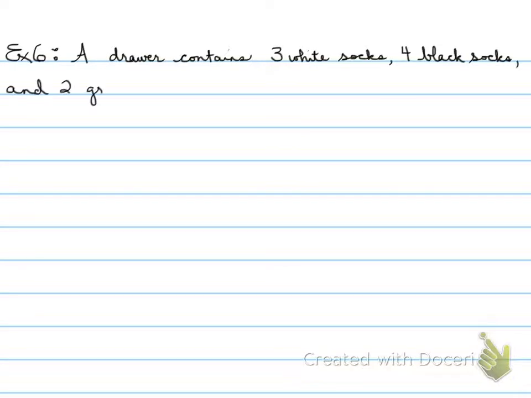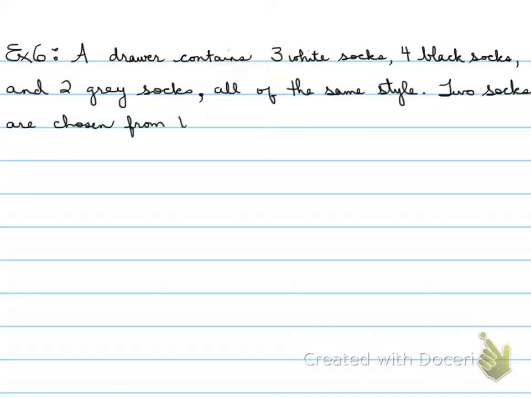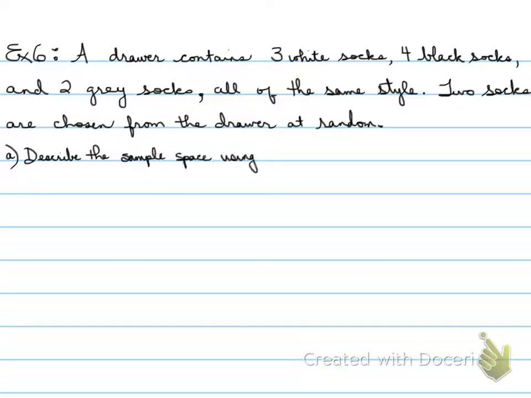Let's continue. Example 6. A drawer contains 3 white socks, 4 black socks, 2 gray socks, all of the same style. 2 socks are chosen from the drawer at random. Describe the sample space using set notation.